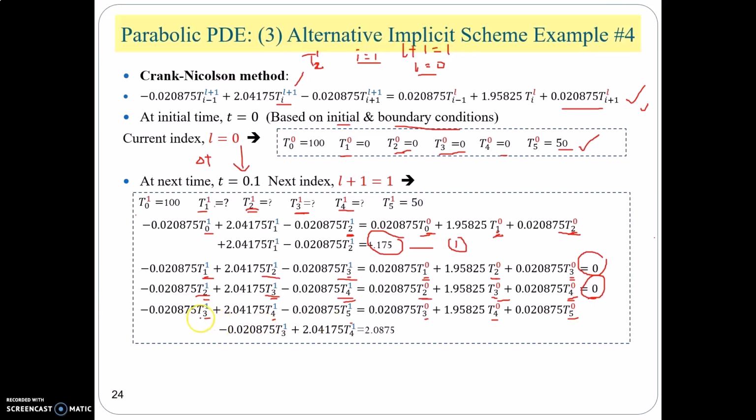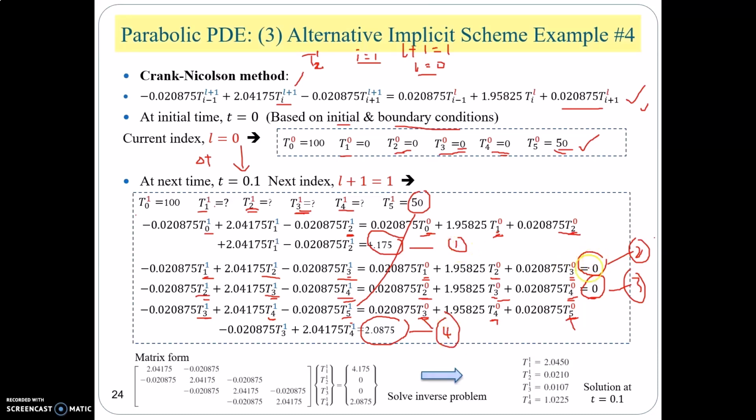And lastly, you obtain T31 to be unknown, and then T41 to be unknown as well. T51, you know it is equal to 50, so you can substitute inside here. T30 is 0, T40 is 0, and lastly you have T50, 50. So substitute inside here, you should be able to obtain the constant 2.0875. So this is your second equation, third and fourth equation.